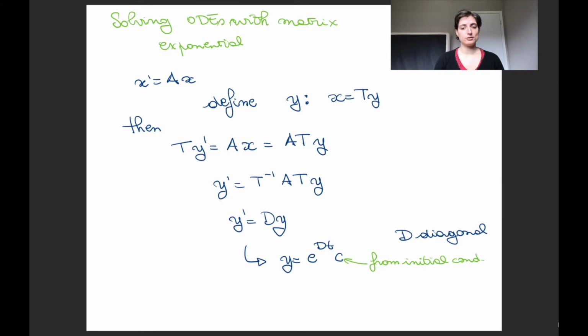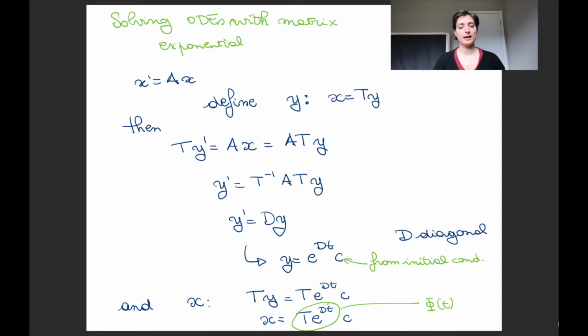If this holds, then the solution for y is really easy, because it's y equals exponential of Dt times c, and D is diagonal, so exponential of Dt is a diagonal of exponentials. And it's multiplied by c, which comes from the initial conditions. That means that we can replace back x in here. We multiplied both sides by T, and that makes us have Ty equals T exponential of Dt times c.